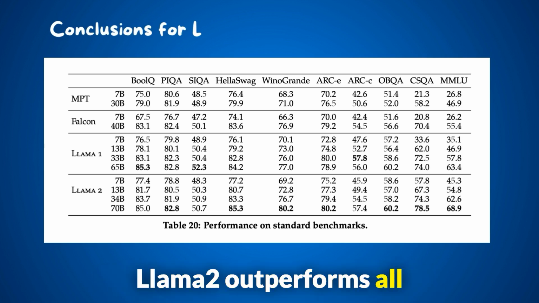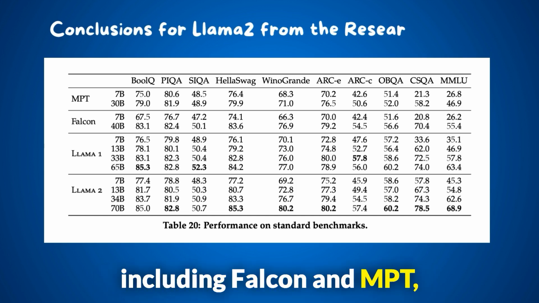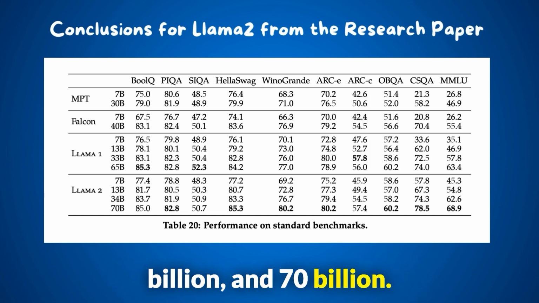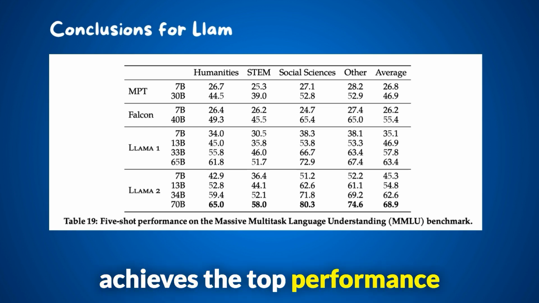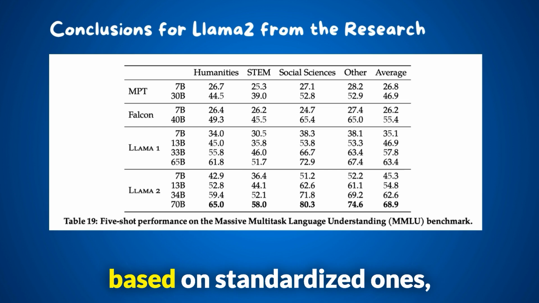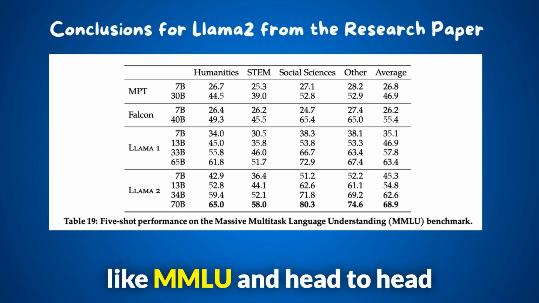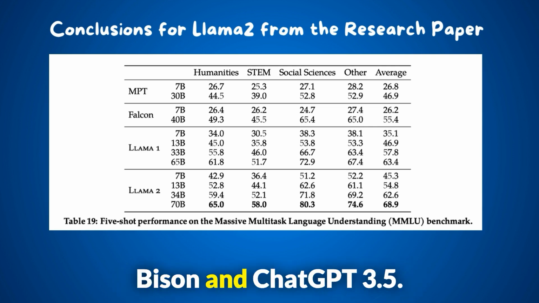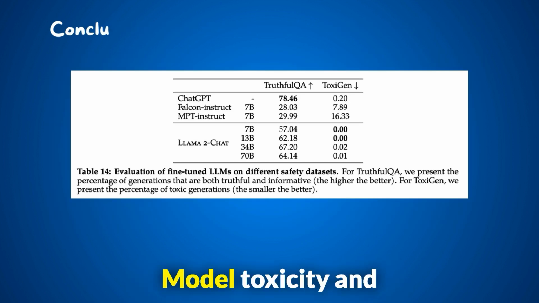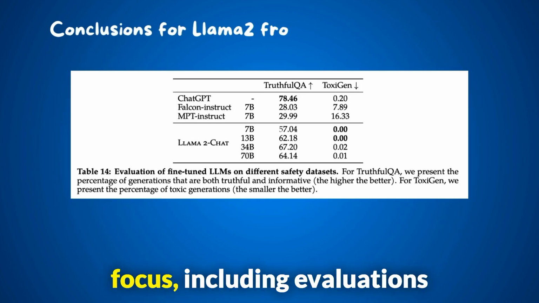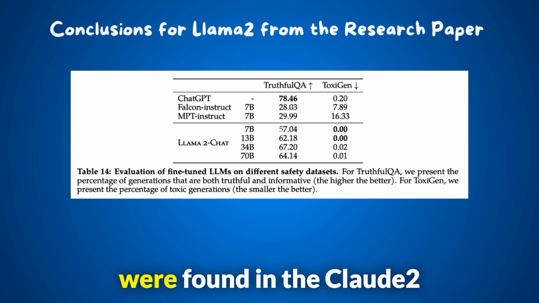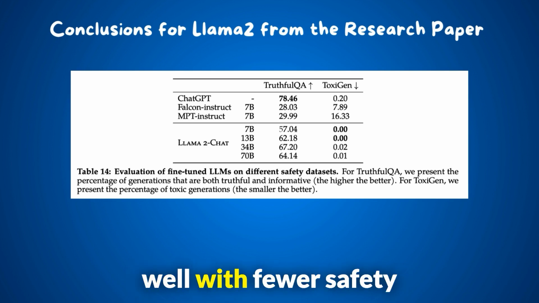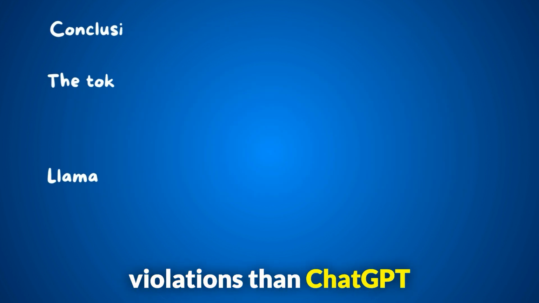Llama 2 outperforms all other open source models including Falcon and MPT and has 3 variants including 7 billion, 13 billion, and 70 billion. The 70 billion variant achieves the top performance across the board. Benchmarks were done based on standardized ones like MMLU and head-to-head competition against other models including PaLM 2 Bison and ChatGPT 3.5. Model toxicity and evaluation is another large focus, including evaluations like red teaming, which were found in the Claude 2 model card. Generally, Llama 2 performed very well with fewer safety violations than ChatGPT in human evaluations.